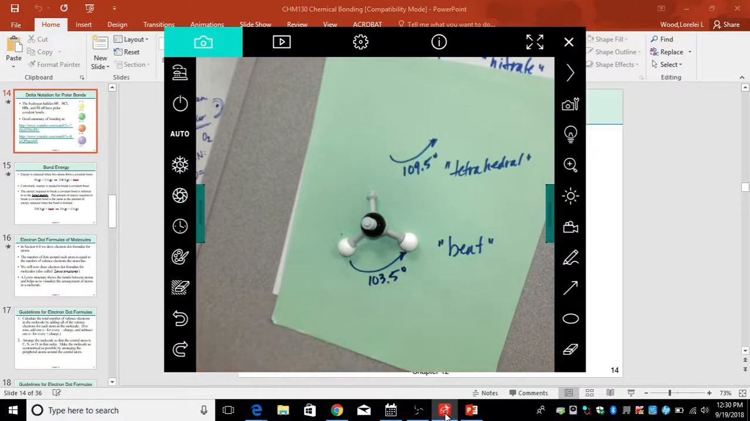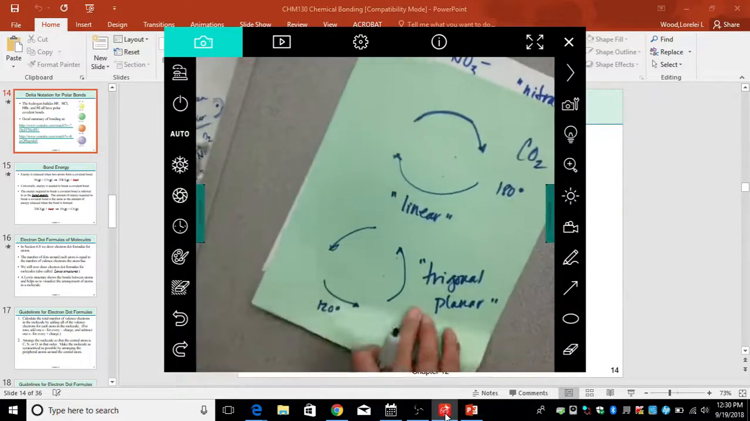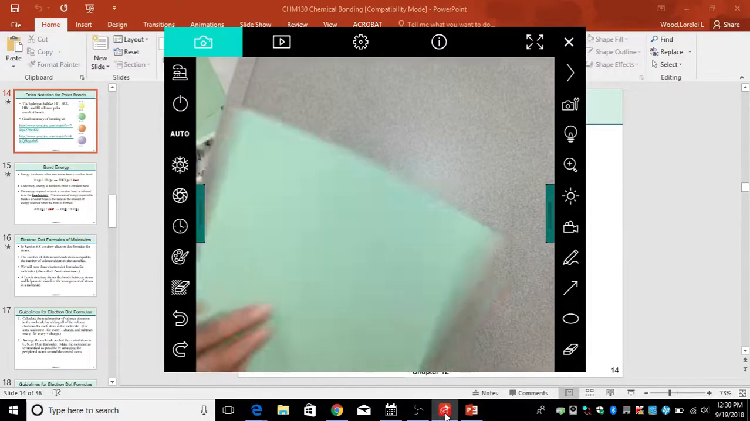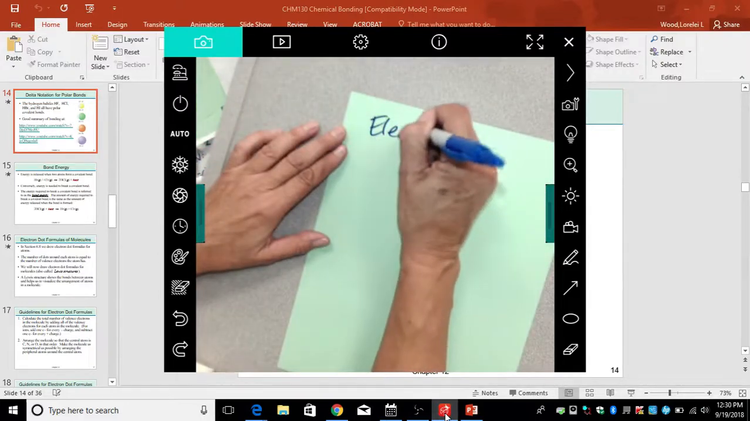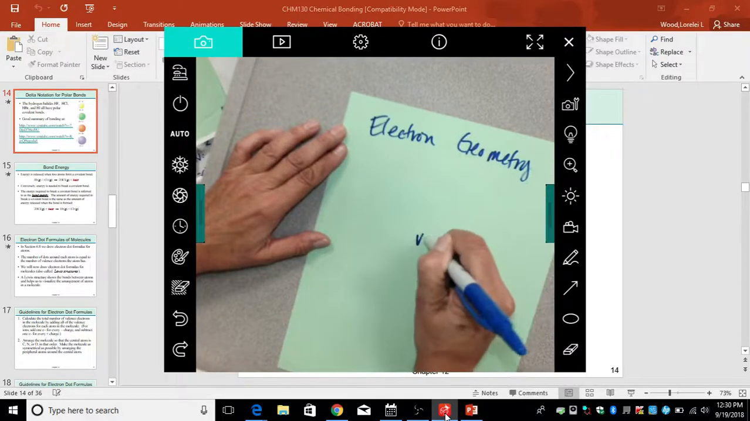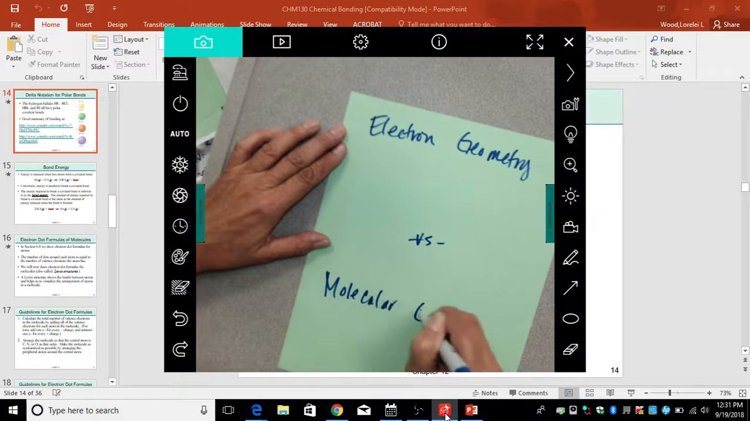So every time you lose another one of the atoms in the molecule, it decreases the angle that you have. So those are the shapes you need to know. We've got linear, trigonal planar, tetrahedral, trigonal pyramidal, and bent. Okay, those are the shapes you need to know. Now we're going to talk about them in terms of electron geometry versus molecular geometry.